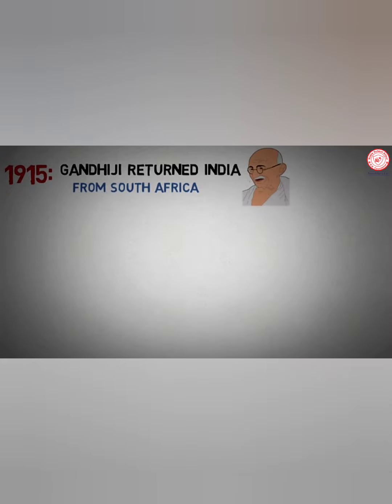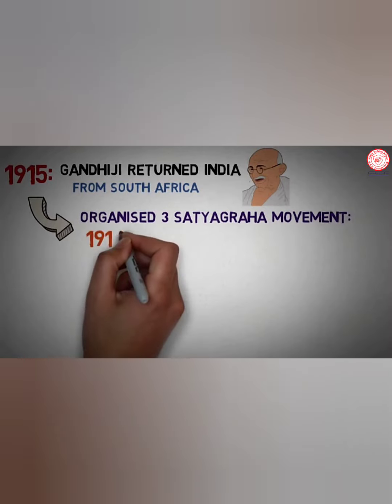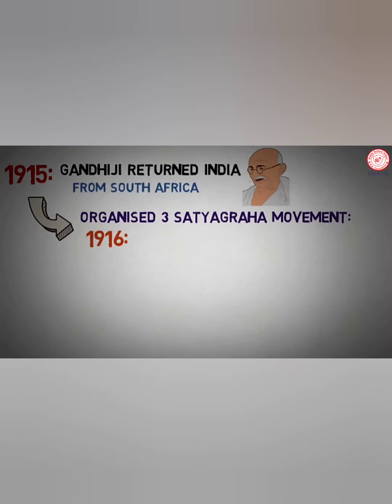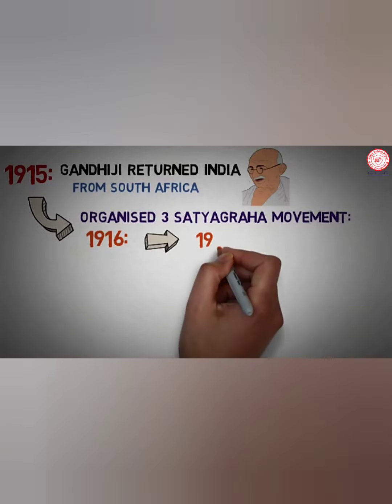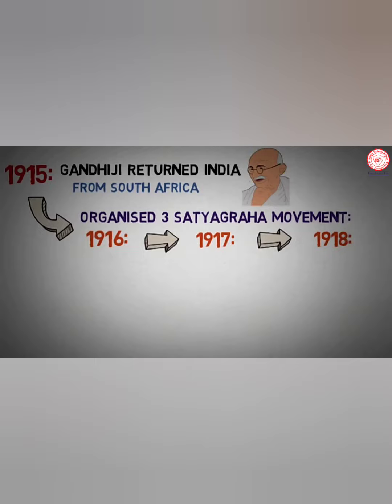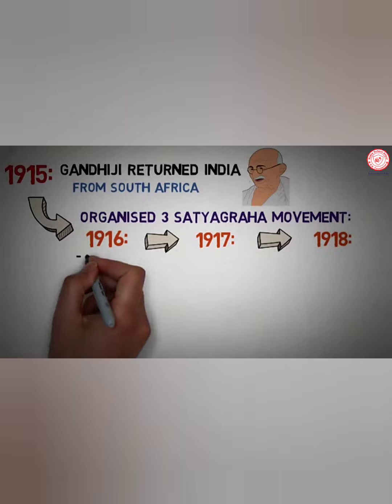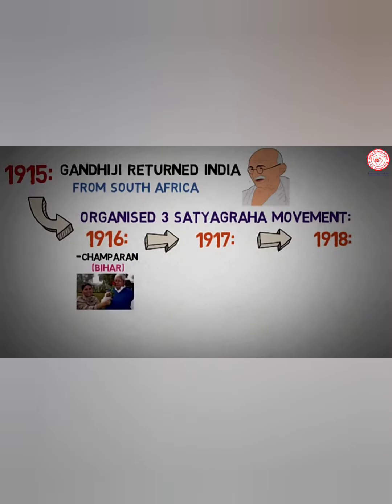He organized 3 Satyagraha movements. Firstly, let's understand the dates easily. Gandhiji came to India in 1915. The first movement started in 1916, the second movement in 1917, and the third in 1918. So let's take the first movement of 1916, which took place in Champaran, Bihar. Gandhiji went there to help the peasants against the oppressive plantation system.